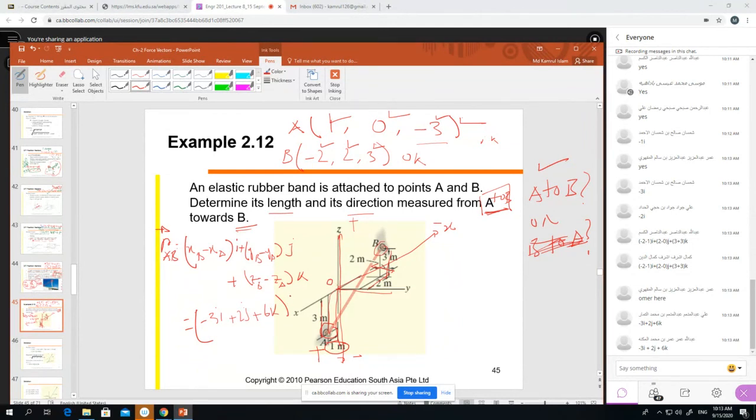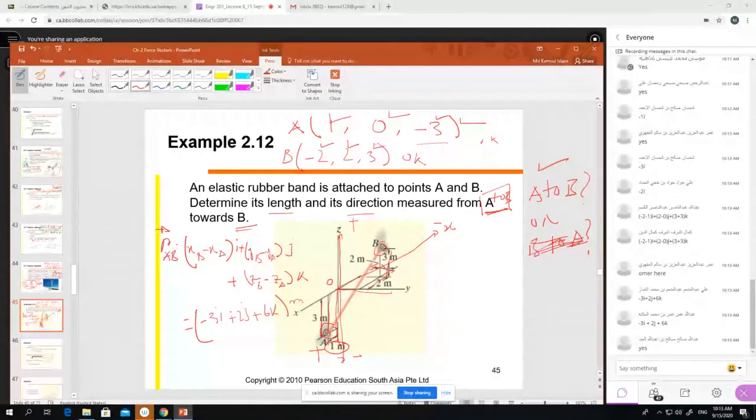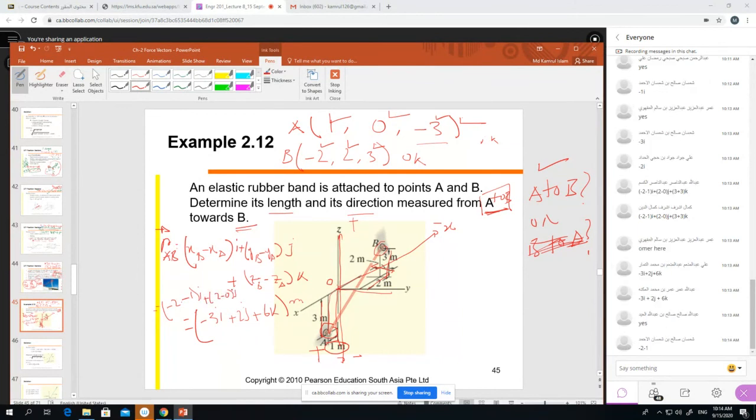It will be in meters, right? So this is the minus 3i. Yes, it is correct. How is it correct? Here I write down the solution. First, x is minus, xb is minus 2. Minus 2 minus 1i plus 2 minus 0j plus 3 minus 3k, and then we get this result. Someone read it wrong, I think. Minus 3i plus 2j plus 6k. This is the correct answer.